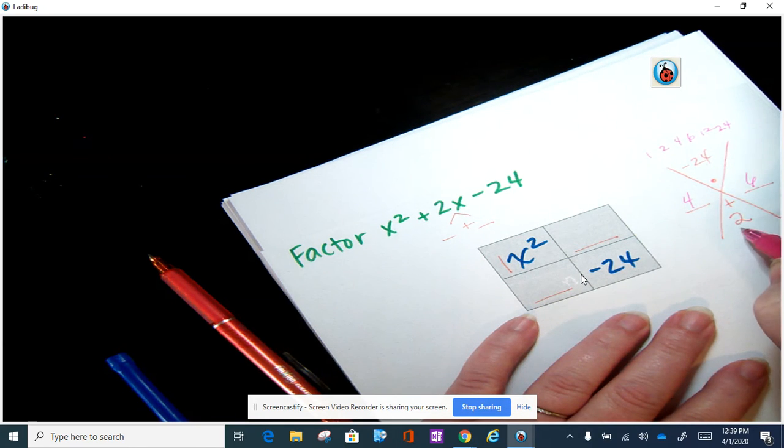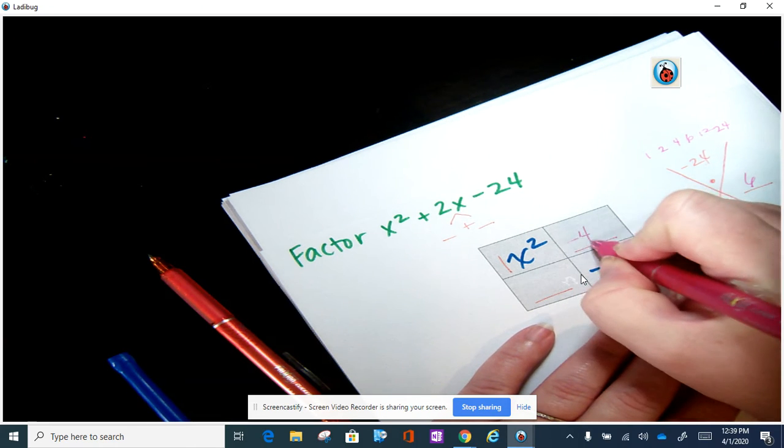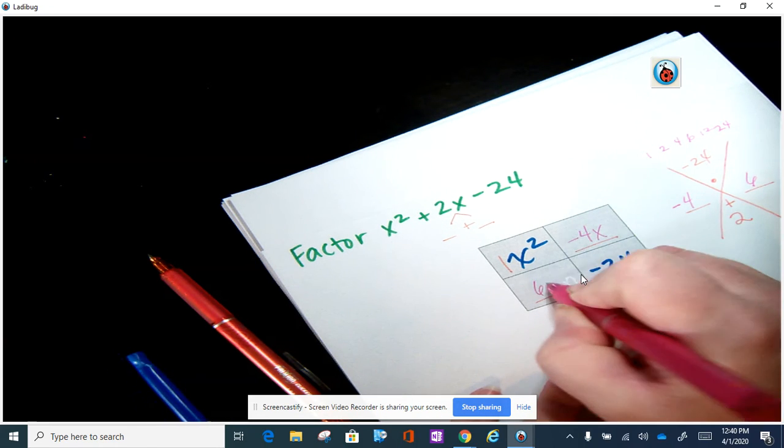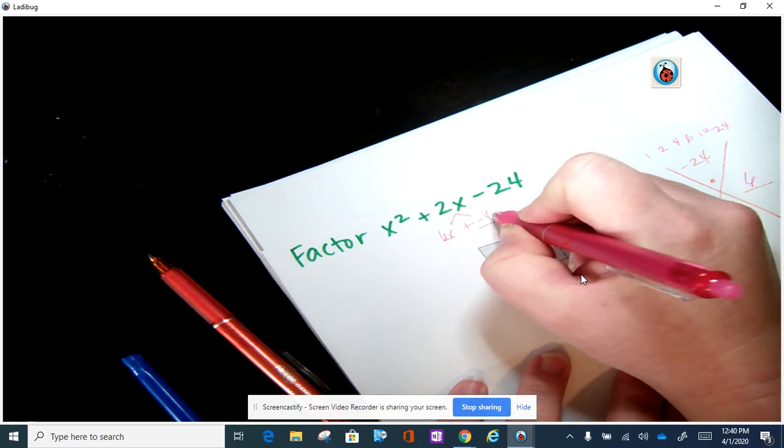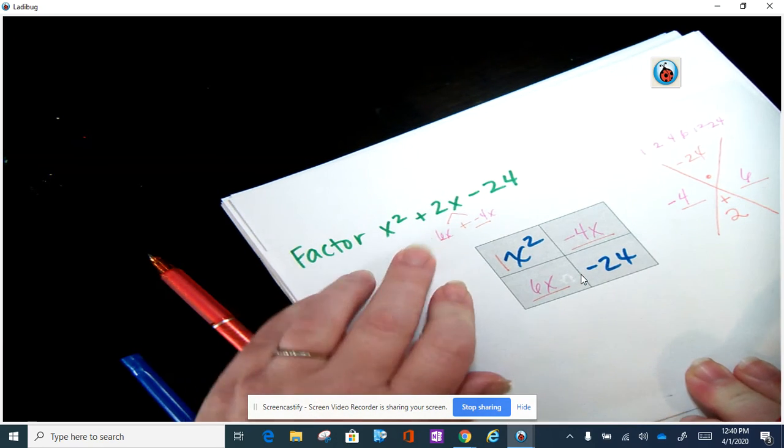So if I want this to be positive, then the 4 has to be negative because when I add negative 4 plus 6, it gives me that positive 2. So this is going to be a negative 4x, and this is a positive 6x. Remembering, we just split that middle into 6x and negative 4x. And I saw a lot of people in the video doing that, and I like that.